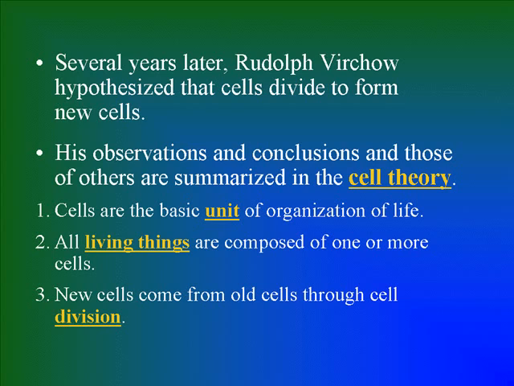So we have three basic sentences to go with cell theory. One, cells are the basic unit of all living things. Two, all living things have one or more cells in them. And three, new cells come from old cells through cell division, which simply means they divide and grow.